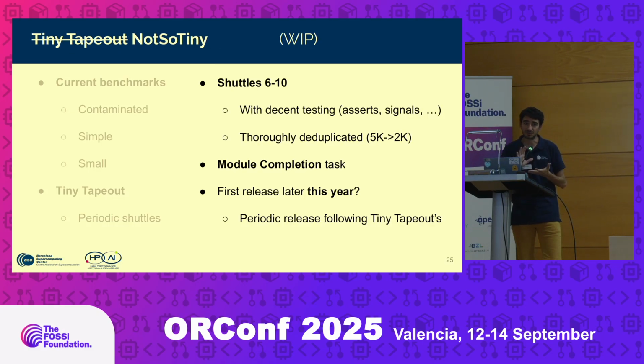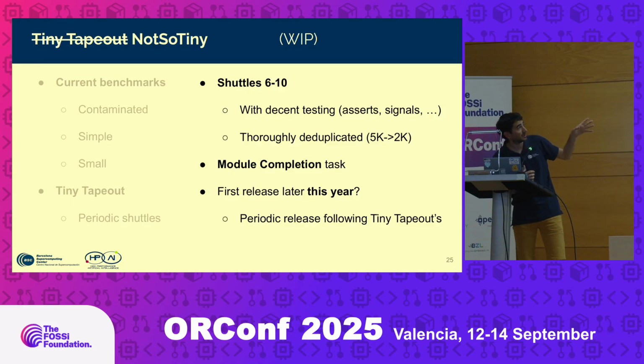Currently our approach is to take shuttles 6 to 10. We filtered them based on the ones that have the best testing, based on number of asserts, number of signals being tested. Then we thoroughly deduplicate them, because there's a lot of duplicated code in there. And we ended up, in our latest iteration, with about 2,000 designs, which is one order of magnitude larger than what we have today. So that would be a really big jump in the landscape.